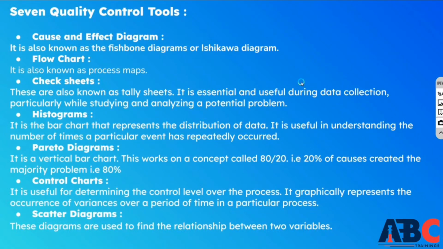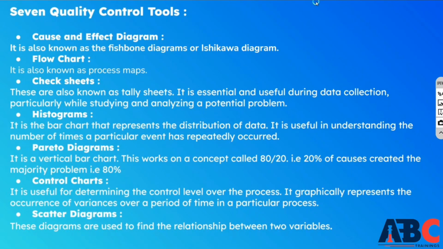Then comes the fourth one, the histogram. In a histogram, there is a bar chart format which represents your distribution of data, showing where a particular event is happening repeatedly. Then what problems are there, or if it is happening repeatedly, what problems are there? How many times have problems come? You can create all those things in a histogram, so that your time is saved and you can quickly and effectively know the difference in it.